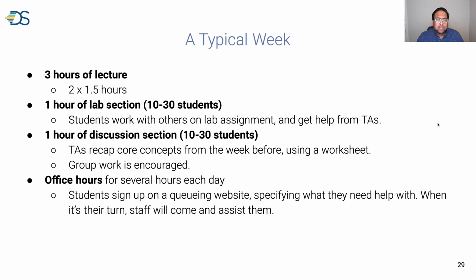Let's talk about what a typical week looks like for students in our course. There are 3 hours of lecture, so we have 2 90-minute lectures a week in a fall or spring semester. There's also 1 hour of lab section each week where students work together with other students on that week's lab assignment, and they also get help from course staff that are at the lab.